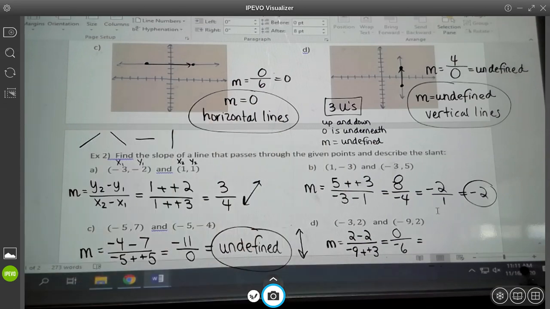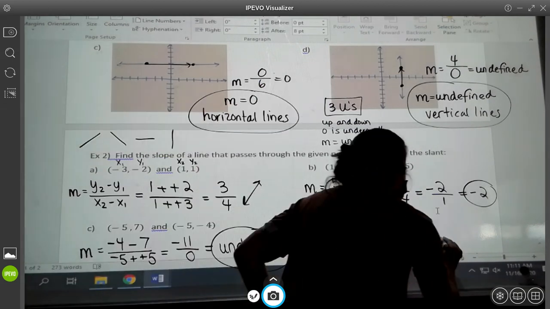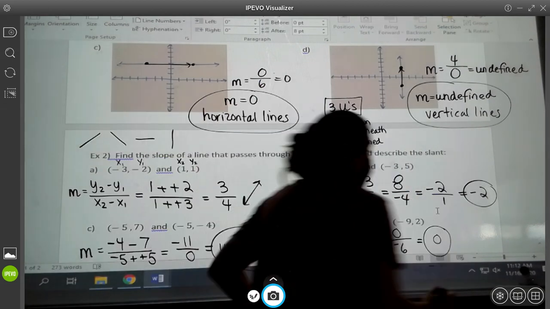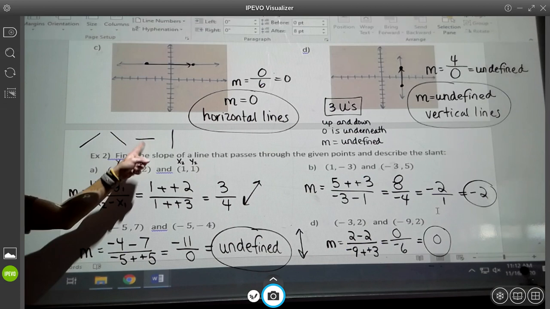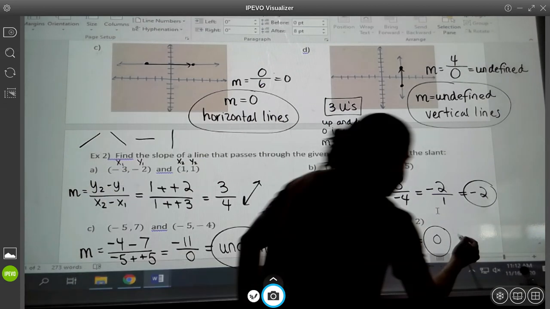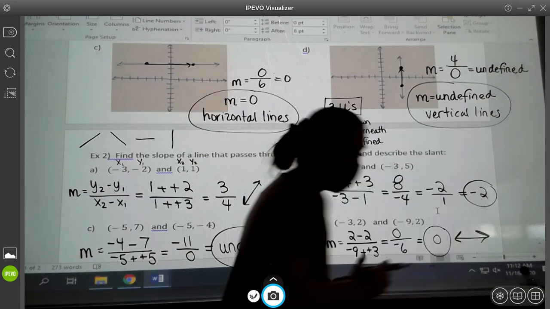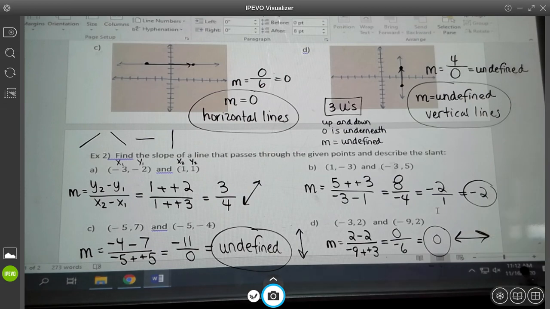What's 0 divided by any number, guys? 0. The answer has to be 0. And what kind of line has a 0 slope? Horizontal. Beautiful. All right, guys, if I have time, I want to show you this really, really quick.